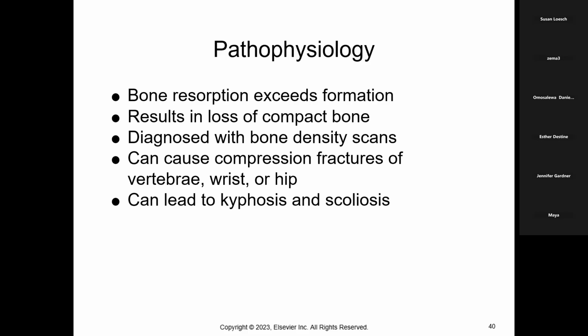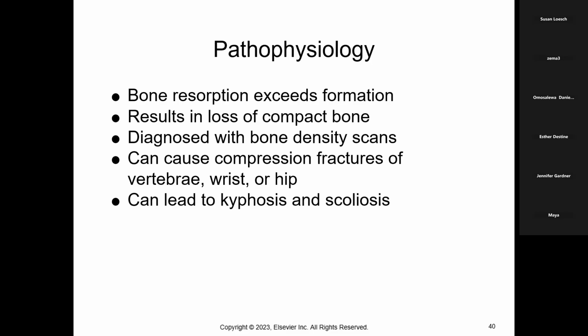So in osteoporosis, what is the cause? Because that's what you're going to have to know for the test. Your bone reabsorption exceeds the ability of what your bone is making. So your bone is pulling up the old bone, but it's not making enough new bone. And you lose that compact bone, which is that hard bone. So this can lead to compression fractures. Remember those small pieces of bone in the vertebrae.